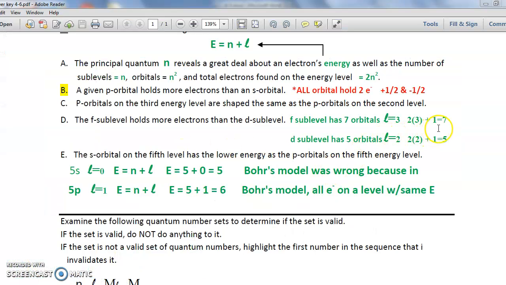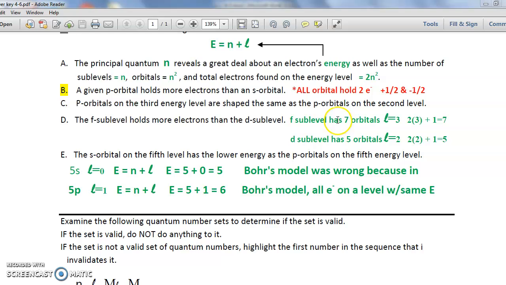Yet each orbital holds 2 electrons. So how many electrons does the F sublevel host? Well, there's 7 orbitals times 2, that's 14. How many electrons does the D sublevel hold? There's 5 orbitals. Each orbital holds 2. 5 times 2 is 10.